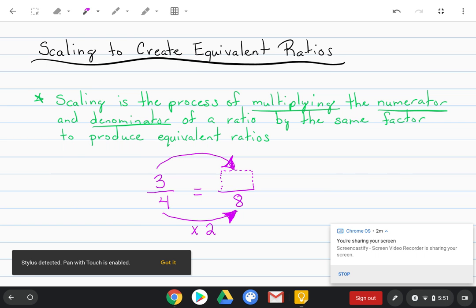You want to concentrate on going from what you do know to what you don't know. That's why I'm going in that direction. I do know the number 3, but I don't know what goes in that box. So I want to go in the direction towards the number I do not know. Anyway, just like I multiplied by 2 on the bottom, I'm going to multiply by 2 on the top. And 3 times 2 is equal to 6. So we've got our answer. 3/4 is equivalent to 6/8.